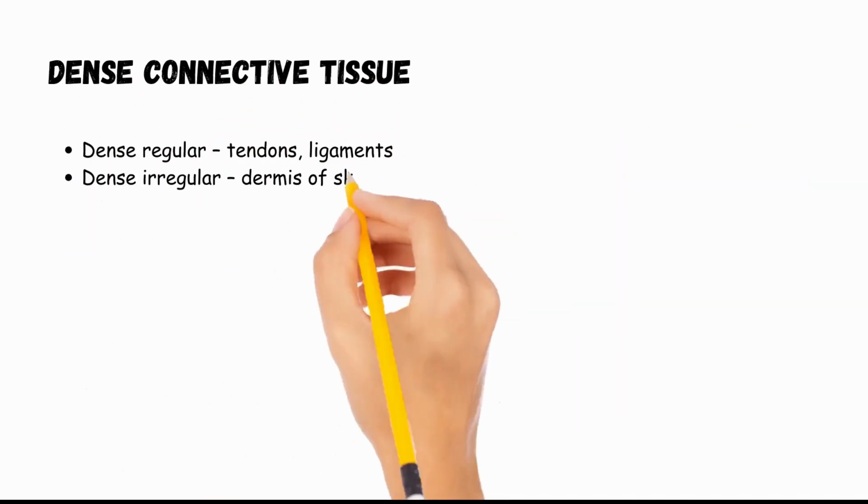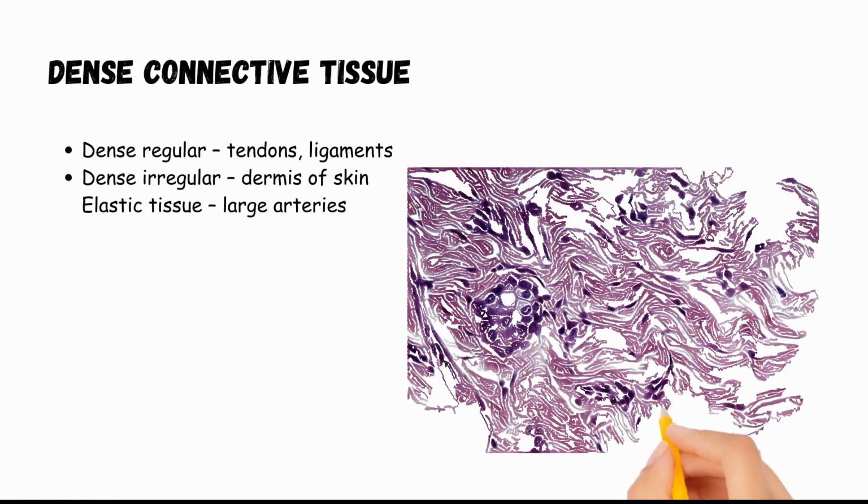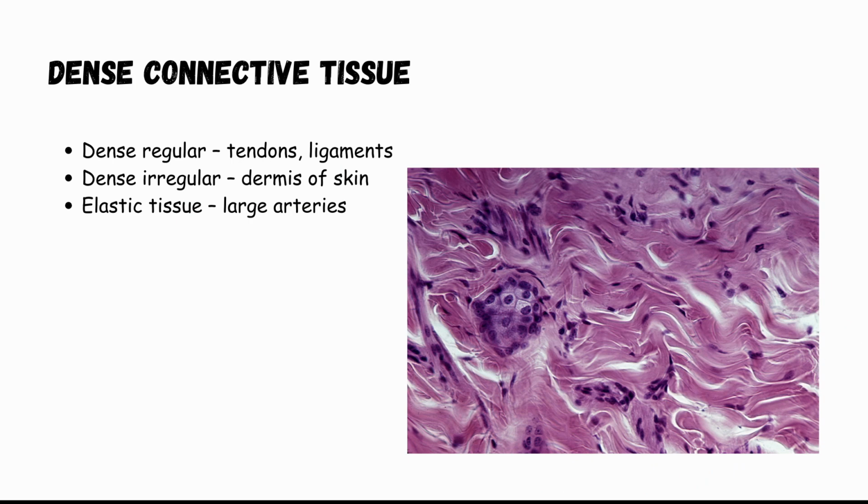Dense connective tissue has more fibers and provides strength. Dense regular connective tissue forms tendons and ligaments. Dense irregular connective tissue is found in the dermis of the skin. Elastic connective tissue allows stretching and recoil, especially in large arteries.